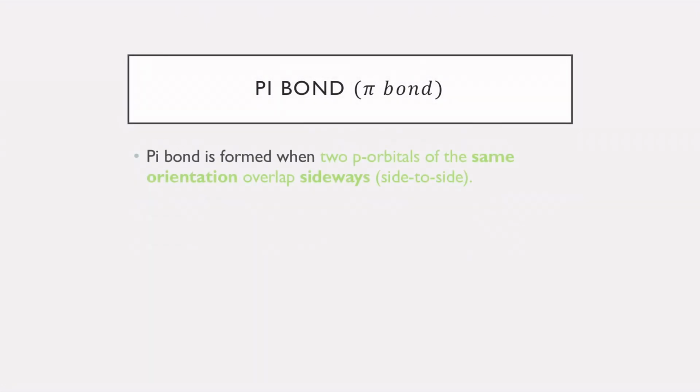So a pi bond is formed when two p orbitals of the same orientation overlap sideways. Sideways and same orientation, meaning px plus px only, py plus py, pz and pz. Why? Do you know why? It's because this is the most efficient overlap, the lowest energy, most efficient overlap of orbitals.